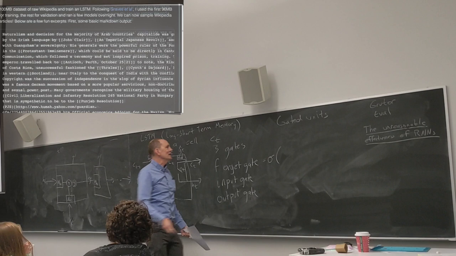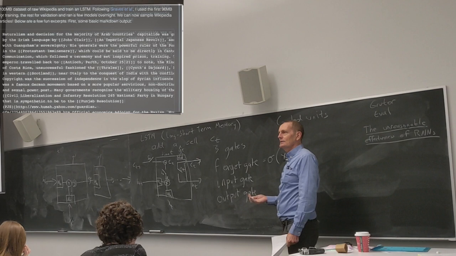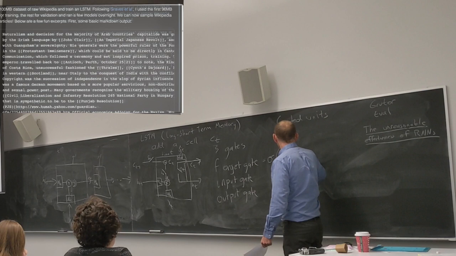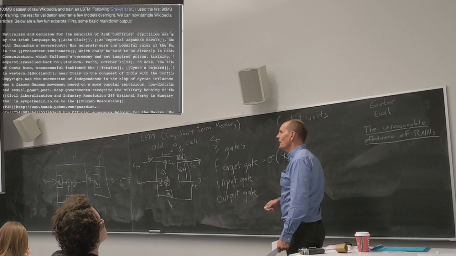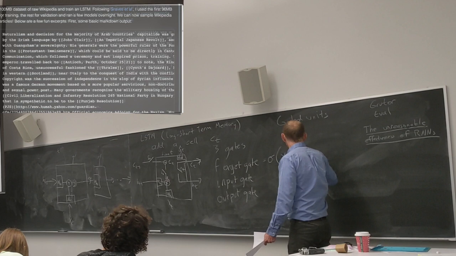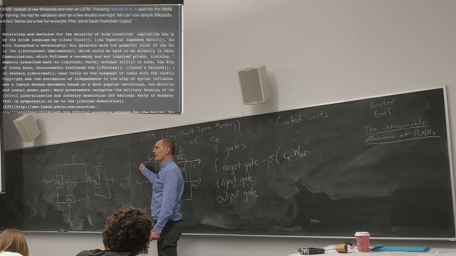What's our standard thing we do with X? Multiply by a weight matrix. Yes. So we multiply by a weight matrix, not out of any of our current weight matrices. We want a new weight matrix. What would we call it? XF. That's right. So we got our weight matrix. So whether we want to forget the old value or not depends in part on what our input is.